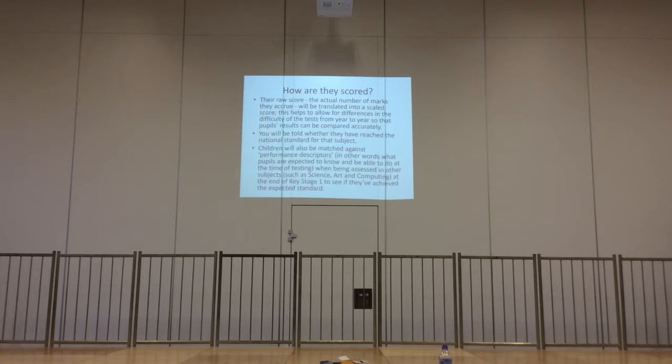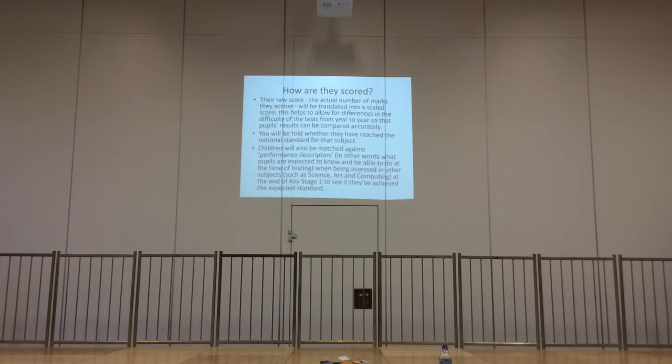So, loads of writing on that one. Just a little explanation of how the tests work. Their raw score is the score that they get on the test, the actual number of marks. That is translated into a scaled score. The idea behind this is that it allows for differences in the difficulty of tests. So they set a scaled score, so no matter how difficult the test is, there's going to be the same scaled score that the children have to achieve.